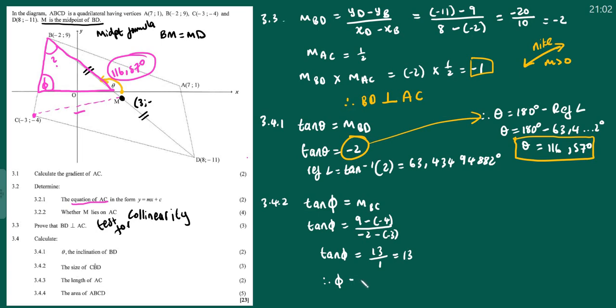Alright, so here, since the gradient is positive, BC is like Nike, isn't it? So we can simply say tan inverse of 13. It's a very steep gradient, you can see. It gives us 85.60.